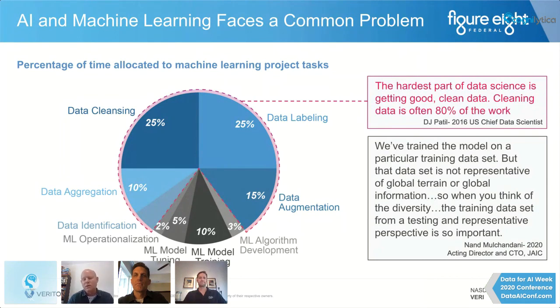But there's also a second quote here that I'm borrowing from Namal Chandani, the acting director and CTO of the JAIC, which is, we train the model on a particular training data set, but that data set is not representative of global terrain or global information. So when you think of the diversity, the training data set from a testing and representative perspective is so important. That's really talking about model refresh. How is it that I'm able to take a machine learning model for one particular area and generalize it across a number of different areas? And those are things that we really focus on helping our customers solve, our government customers and our commercial customers.